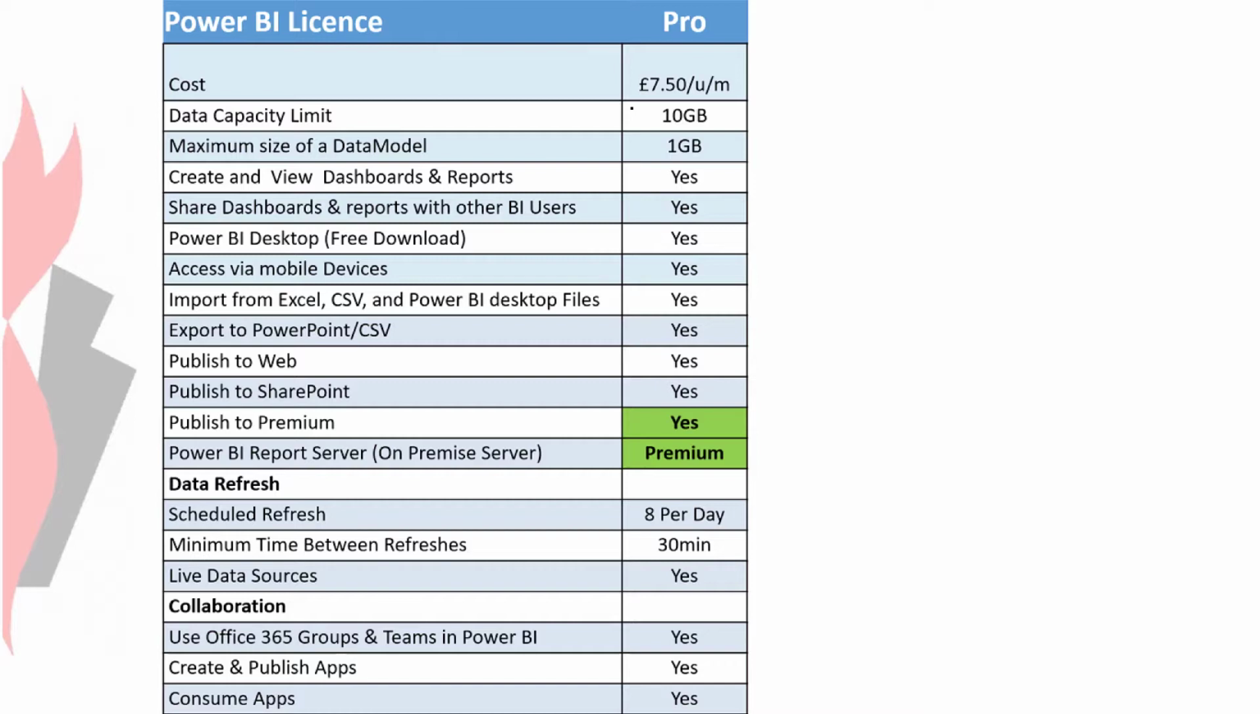Basically what you can do, you can create and view dashboards and reports, you can share dashboards and reports with other BI users. You can download and use Power BI Desktop. Power BI Desktop's a free download, anyone can do that. You don't need a license to do it. But if you've got a Pro license, you can then publish the information up to the cloud. You can access that data once it's in the cloud via mobile devices, through your iPhone or your Android device. You can import data from Excel, you can export data to CSV, etc.